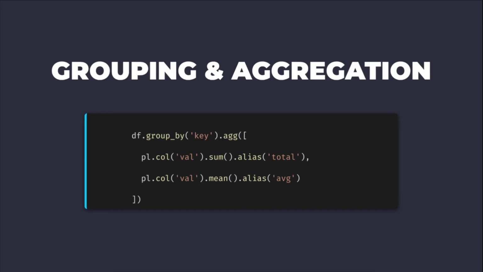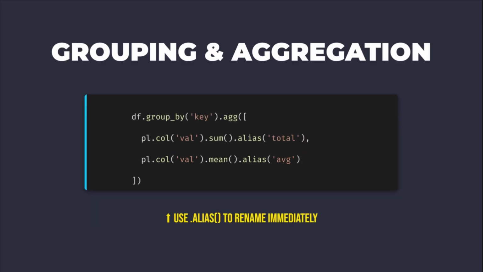Pandas uses df.groupby("key").agg({"value": ["sum", "mean"]}). Polars uses the group_by method followed by agg. The Polars equivalent is df.group_by("key").agg(pl.col("value").sum().alias("total_sum"), pl.col("value").mean().alias("average_mean")). The key difference is the explicit use of the .alias method to rename the resulting aggregated columns. This prevents automatic, often verbose, column naming generated by Pandas.